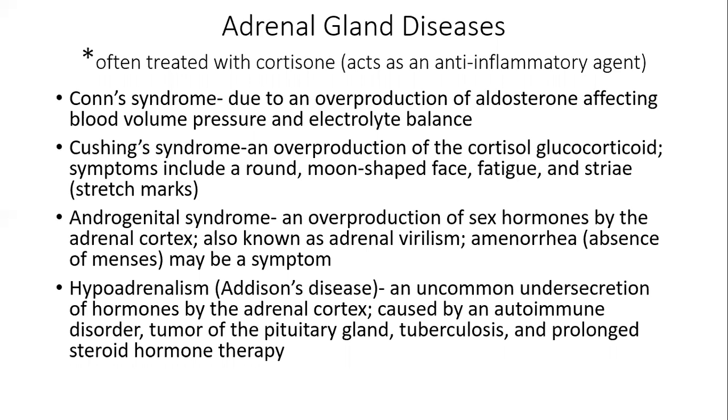Androgenital syndrome is an overproduction of sex hormones by the adrenal cortex. It's also known as adrenal virilism. And one of the symptoms of this is amenorrhea, which is absence of menses. Hypoadrenalism, also known as Addison's disease, is an uncommon undersecretion of hormones by the adrenal cortex. It's caused by an autoimmune disorder, tumor of the pituitary gland, tuberculosis, and prolonged steroid hormone therapy.